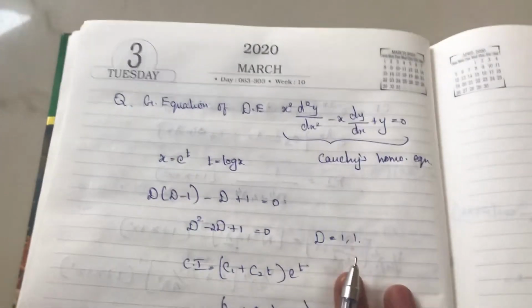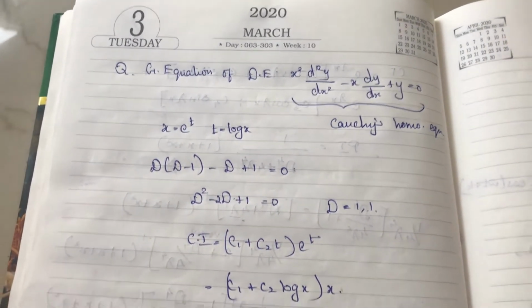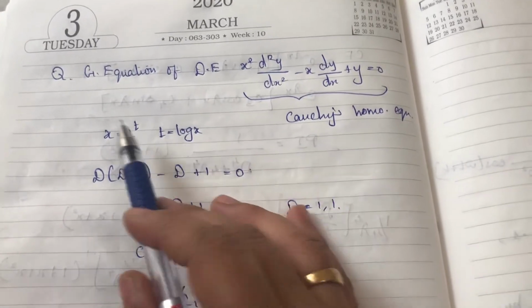Okay, so let's see the next sum. These are all important GATE sums. Okay, just concentrate.